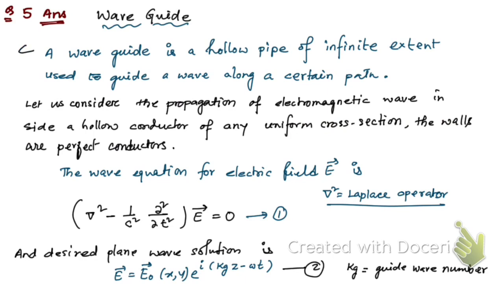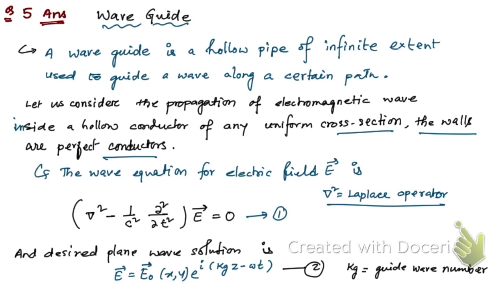Here you see this is the definition of a waveguide I have written. Then I have considered the propagation of electromagnetic wave inside a hollow conductor of uniform cross section. The walls are perfect conductors. I have considered the walls to be perfect conductors.